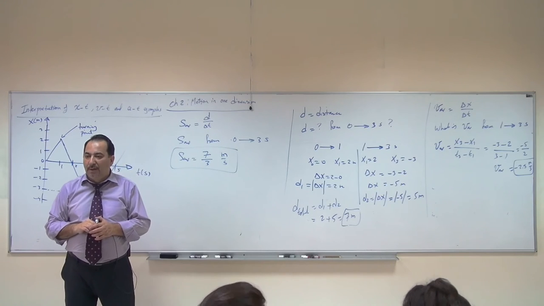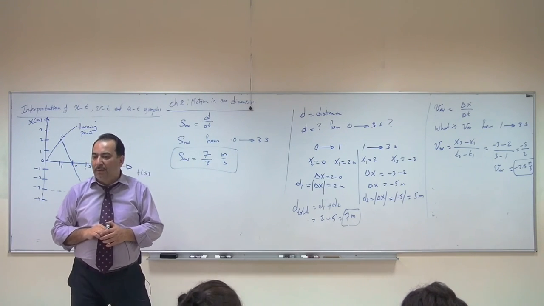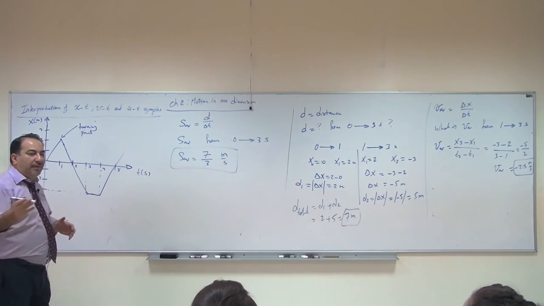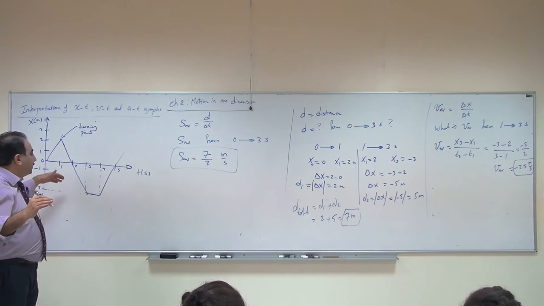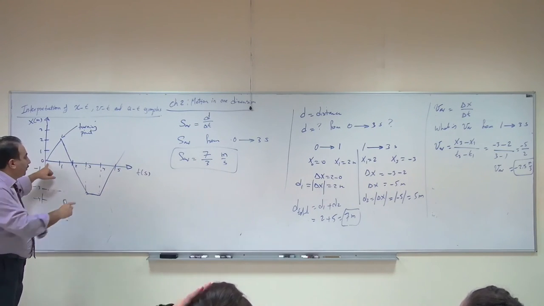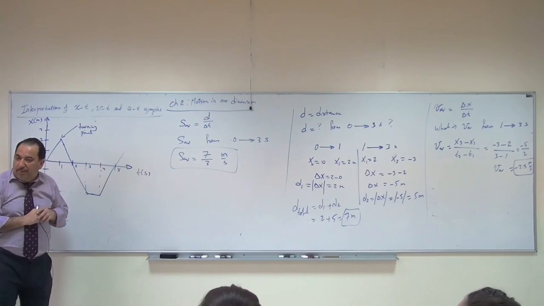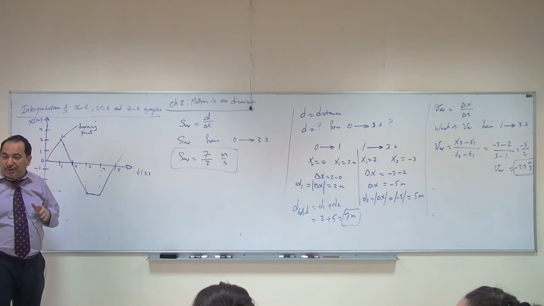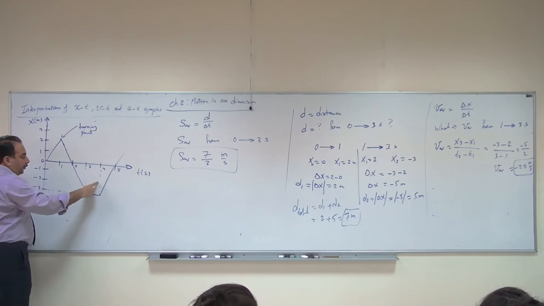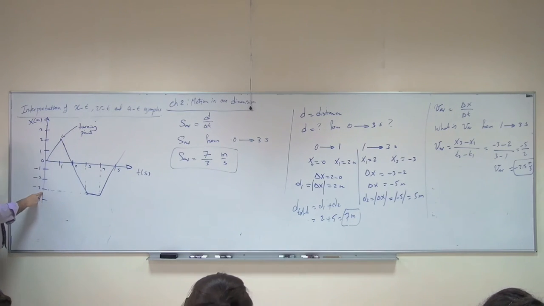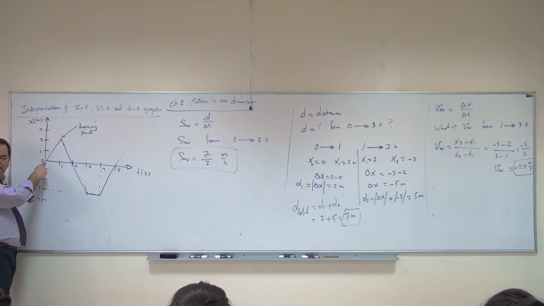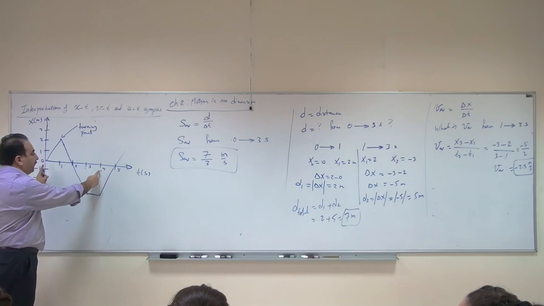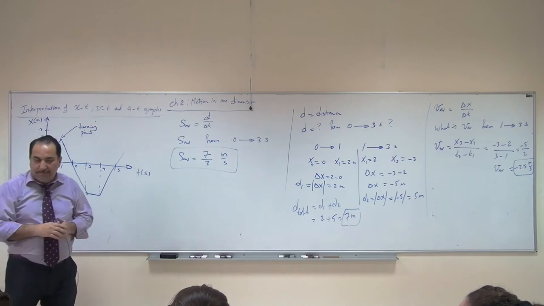Now, if she asks for the average velocity, for example, from 0 to 4, what is the average velocity from 0 to 4, yes? The velocity needs positions, yeah? What is the final position? Minus 3. What is the initial position? 0. So minus 3, minus 0, minus 3. Divided by the time, 4. Okay.